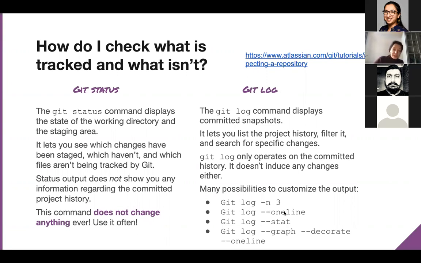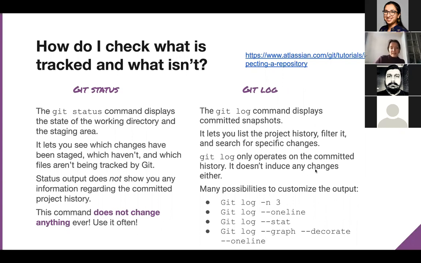There are some possibilities to modify. So git log -n and then the digit, here it's 3, would show you the last 3 commits. You can summarize those commits in a one line output. You can have some statistics and you can even have a log with a graph. And those then, decorate and oneline, come together here.